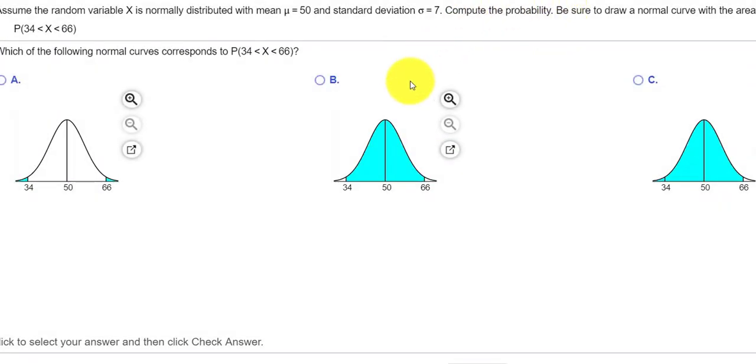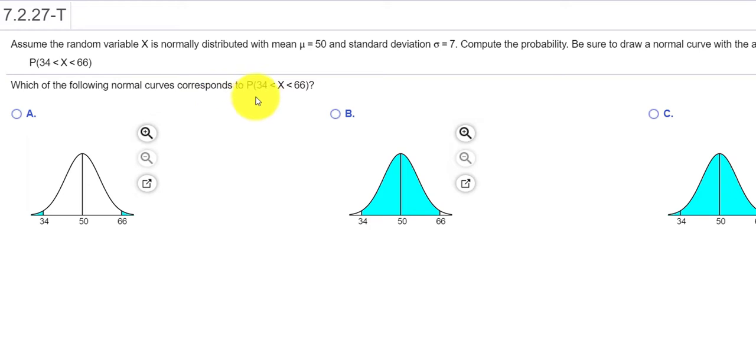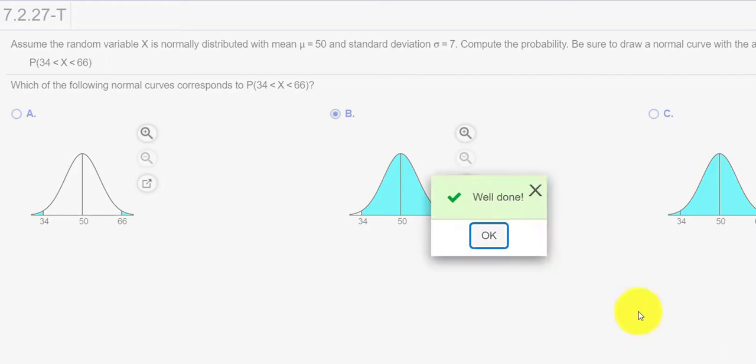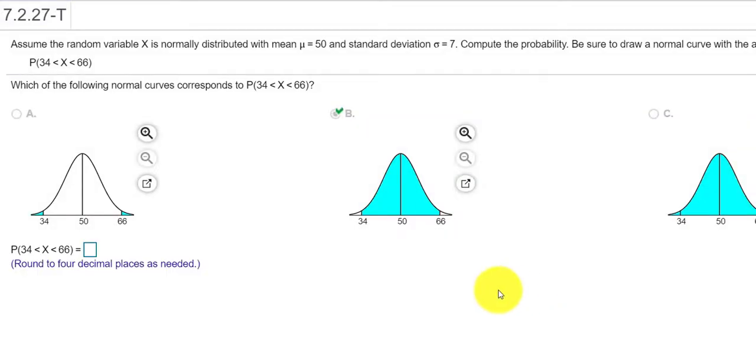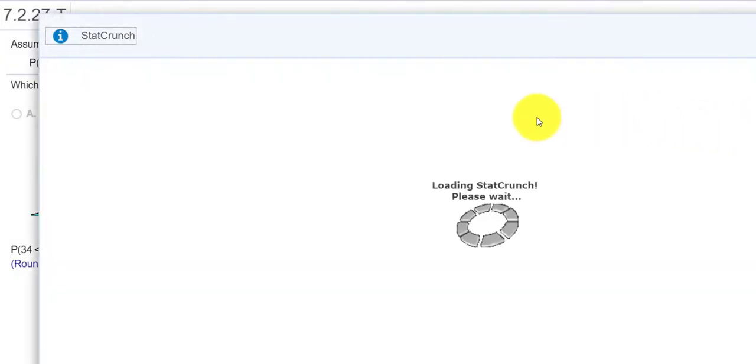Number 8. All right, so now it looks like the probability is going to be between two values. So you're going to only shade values greater than 34 but less than 66. So to me, that looks like question letter B. Greater than 34 but less than 66. Check answer. And then if we want to get that probability, again, we use StatCrunch, my new best friend.